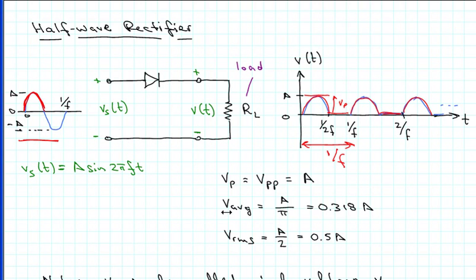The average voltage is the integral of A times sine 2 pi ft dt from 0 up to T, and then divided by T. If you carry out this integration, you find that this is A over pi, and that's approximately 0.318 times A.